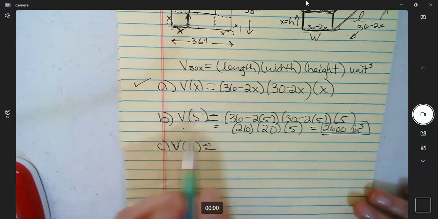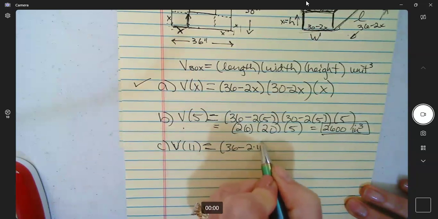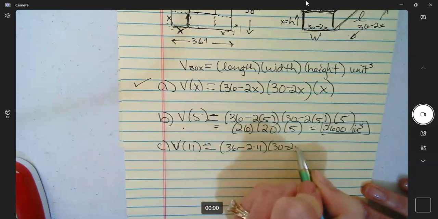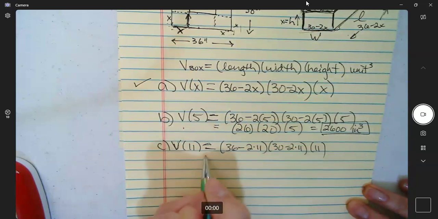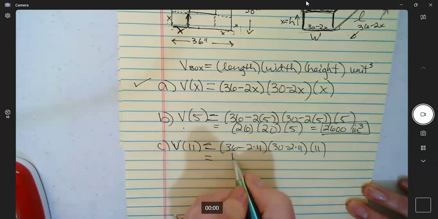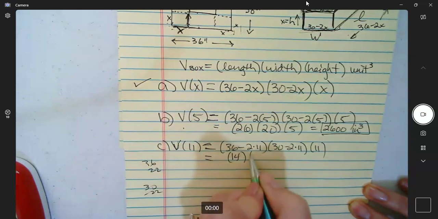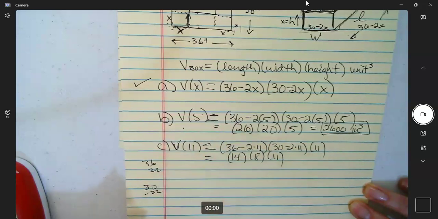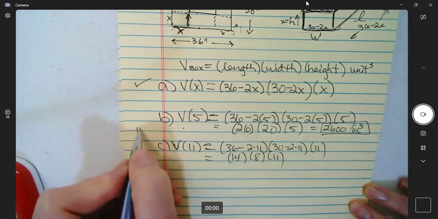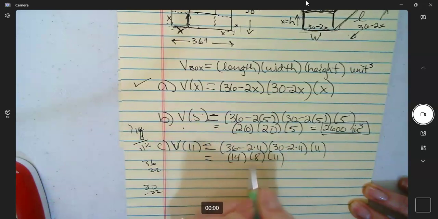Then we do the same thing for 11. We'll do 36 minus 2 times 11, and then 30 minus 2 times 11, and then times 11. Well, that's 22. So 36 minus 22, what is that? 14, I hope. 36 minus 22, yeah, and then we've got 30 minus 22. I can do that one. That's 8, and then times 11. So 14 times 8 is 112, so that's 112 times 14.